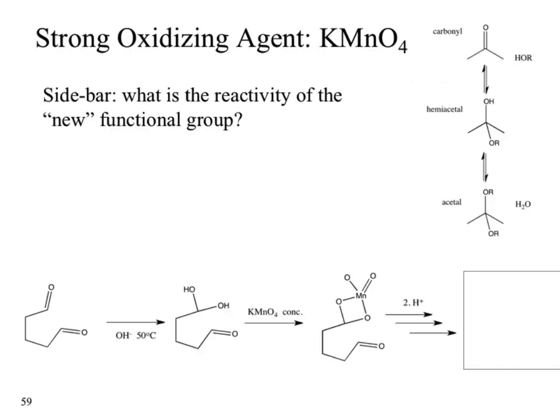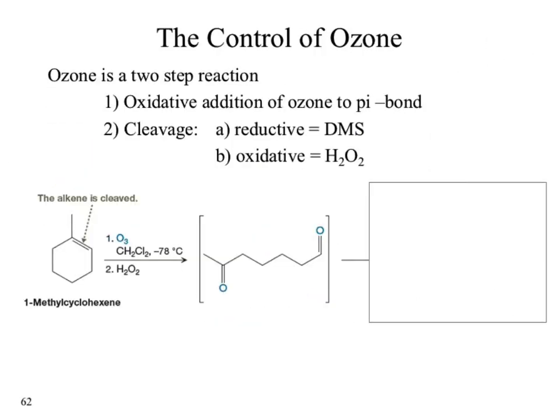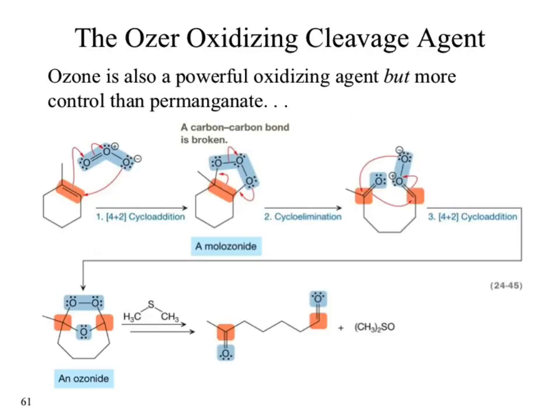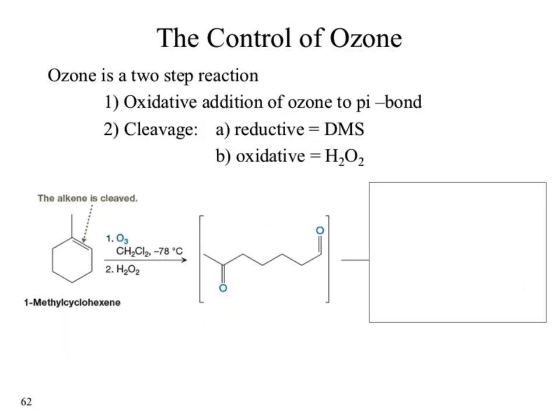Sorry, close your eyes again. Okay. So in our control of ozone, we get two conditions. We can either do the reductive condition, which is with DMS, or we can do it as oxidative. This gets a bit misleading.